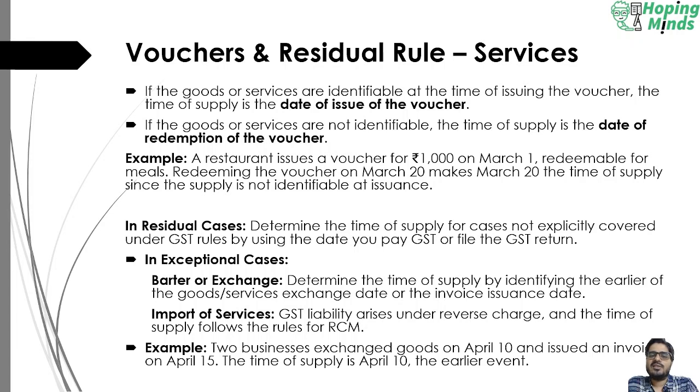In exceptional cases, barter or exchange, determine the time of supply by identifying the earlier of goods or services exchange date or the invoice date, whichever is earlier. Then import of services, GST liability arises under reverse charge mechanism and the time of supply follows the rules for RCM also. For example, two businesses exchanged goods on April 10th and issued an invoice on April 15th. The time of supply is April 10th, that is the earlier of the events.